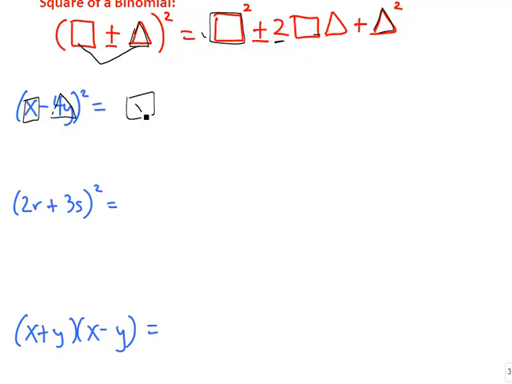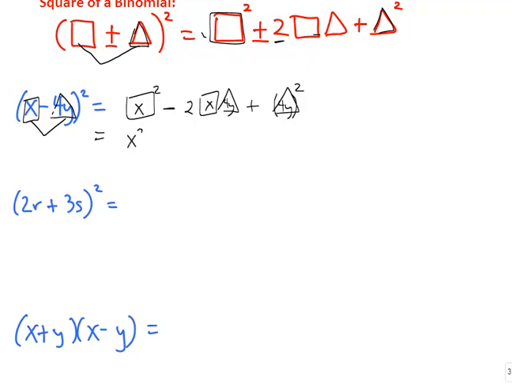So the box squared becomes x squared. The triangle squared becomes the quantity 4y squared. And for that middle term, we're going to take the box times the triangle, and we're going to double that. And notice the signs here. If we have plus inside of our parentheses, our middle term will be plus. If we have minus inside of our parentheses, we'll have a minus middle term. So since we had a minus in our parentheses, this middle term will be minus. And on the end, the constant that we have squared over here is always positive.